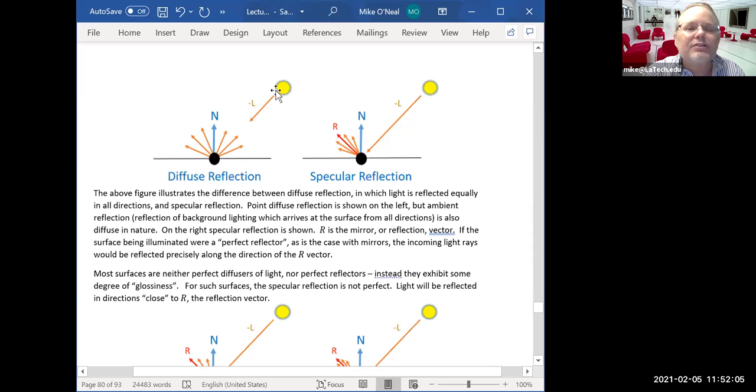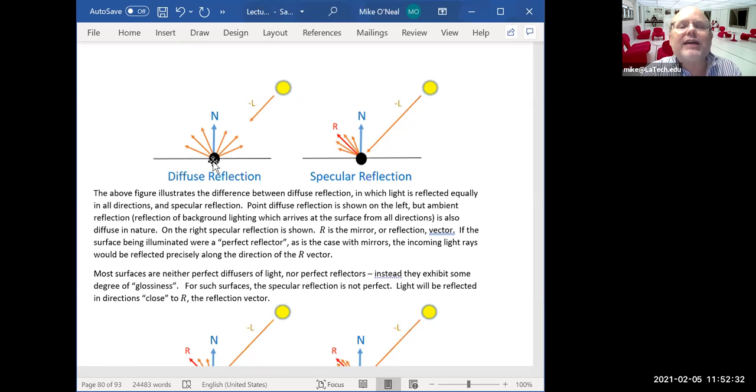Now, this is minus L because I'm showing the light ray coming from the light source. If it were going this way, it would be L. But the light that hits us goes out in all directions. So this is diffuse reflection. And ambient works the same way, only the light's coming in from all directions, but it's still going out in all directions. So everything we've looked at so far is diffuse reflection. The light that gets to us goes out in all directions.